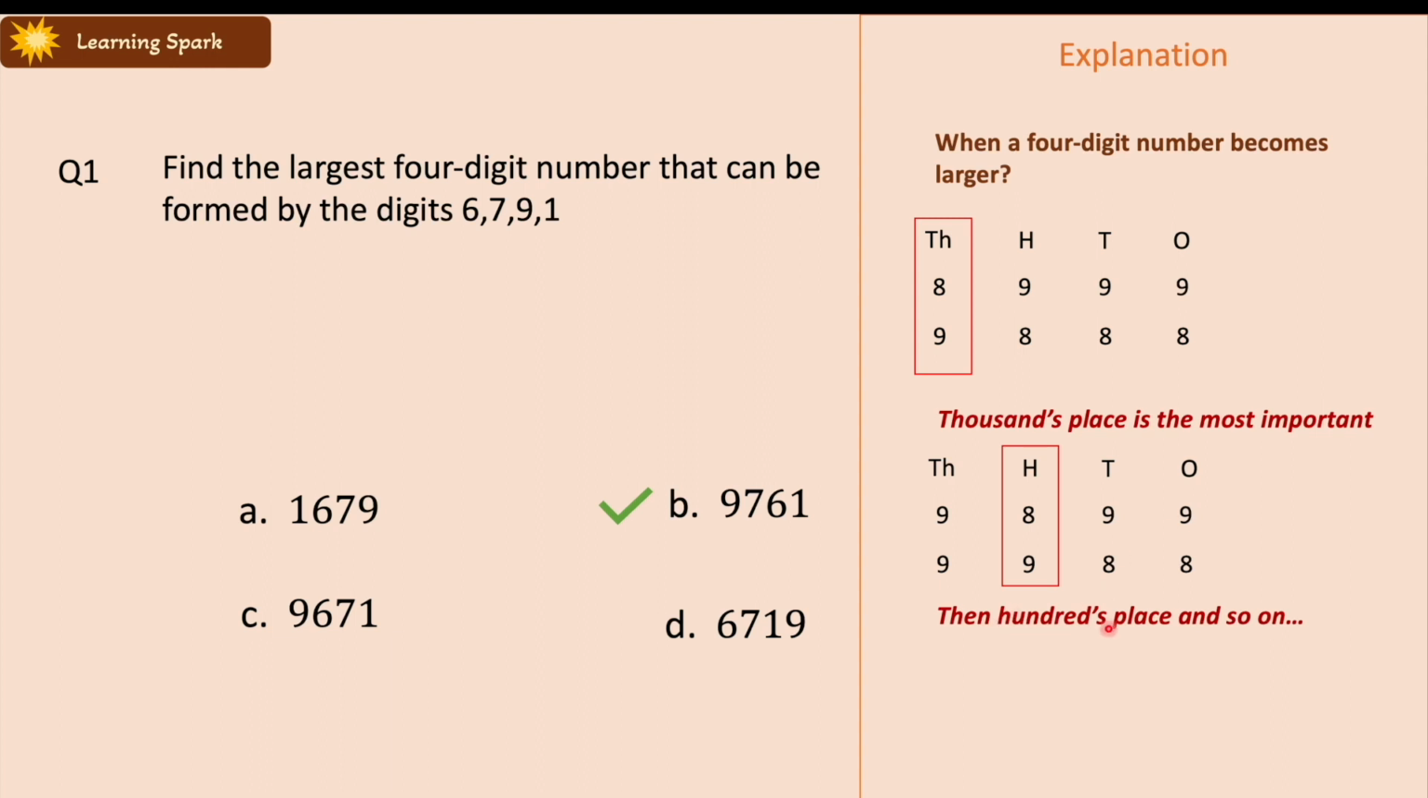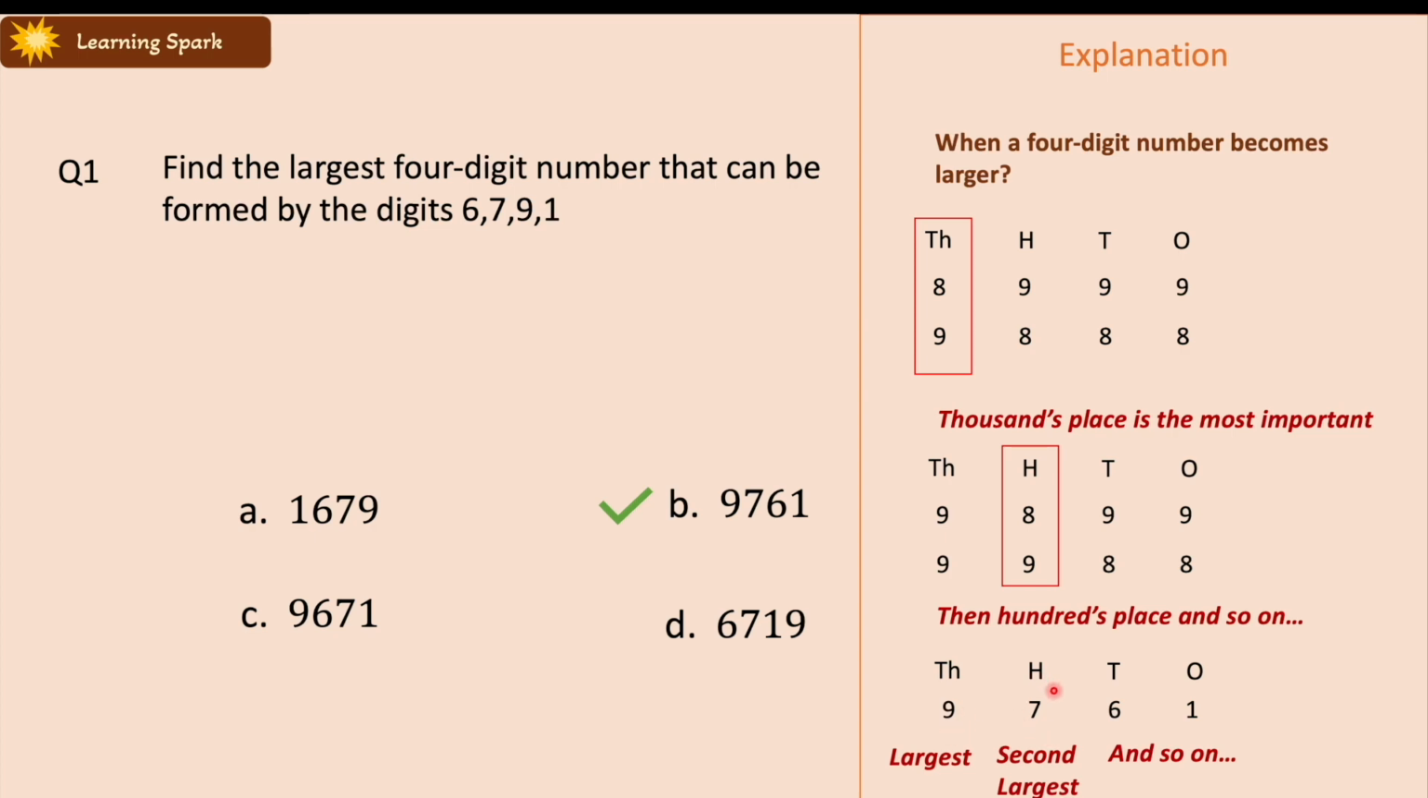Now we have 4 digits: 6, 7, 9, 1. How do we place these 4 digits so that we can have the greatest number? The greatest digit that we have is 9. So we will put it in the thousands place, which is the most important place to determine whether a number is small or big. The greatest digit that we have in our hand, we will put it in the thousands place.